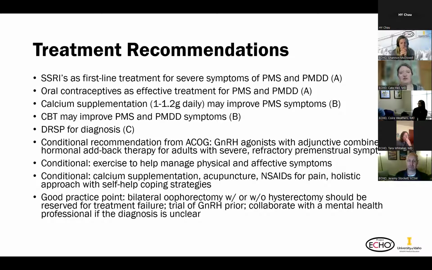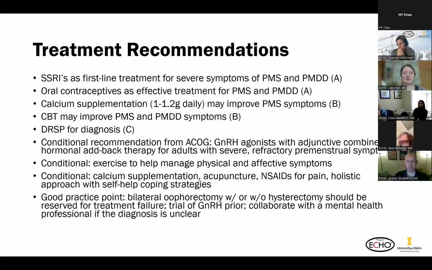And the thought there is that estrogen can sometimes lower calcium levels, and as long as you're sticking to daily recommendations for calcium, not much harm could come from calcium supplementation as well. There are recommendations as well for CBT, both for PMS and PMDD symptoms, and then using DSRP for diagnosis.